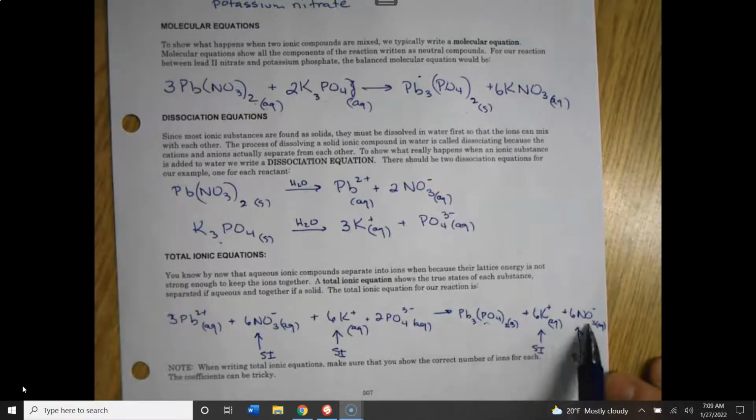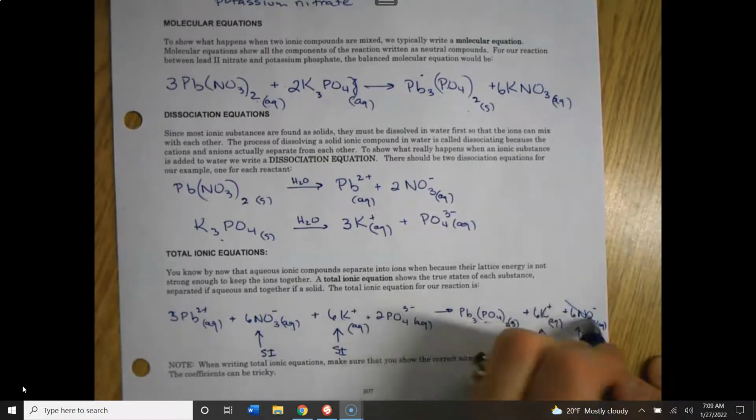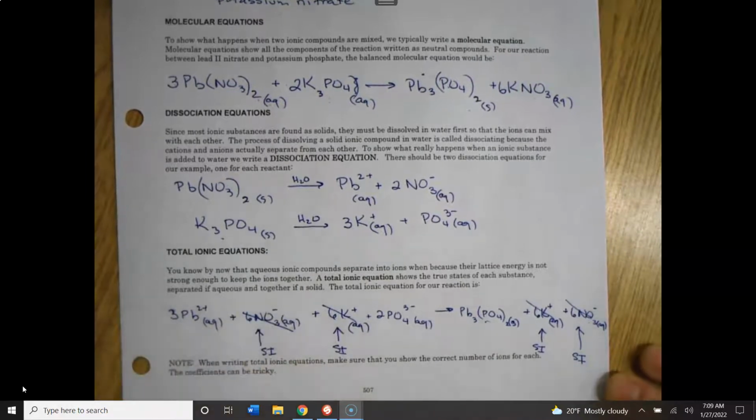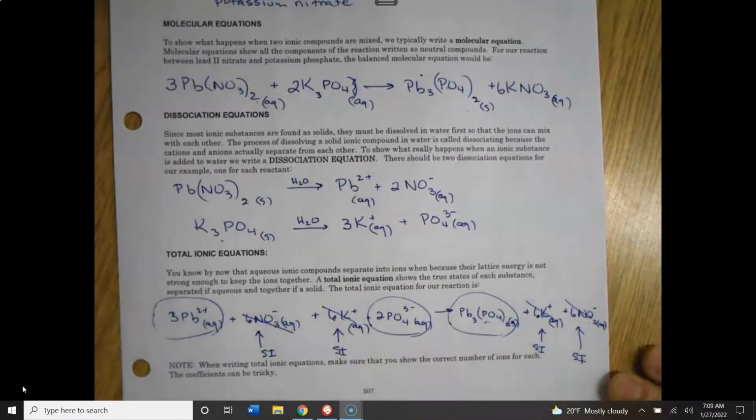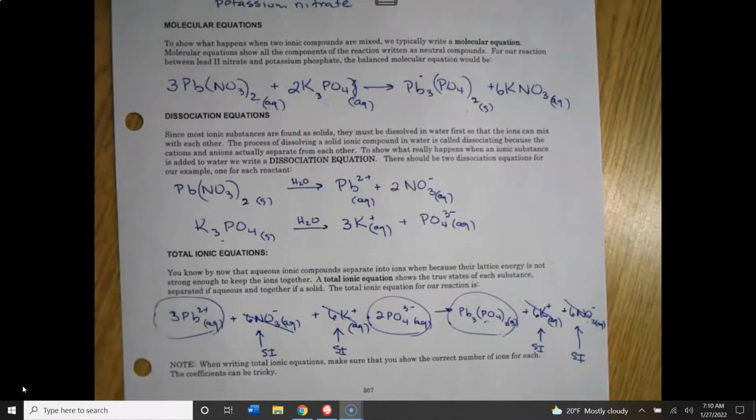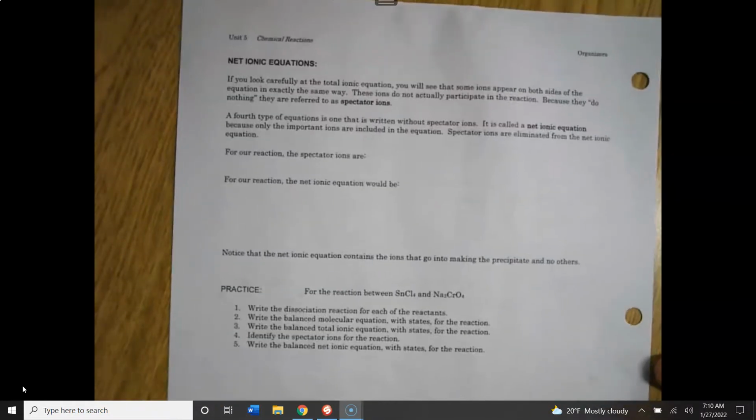So spectator ions are going to be eliminated from the total ionic equation, and what you are left with will make up our net ionic equation. So one thing I want to point out when we're doing net ionic equations and total ionic equations for double replacement reactions, what really winds up in the net ionic equation are the 2 ions that come together to make the solid. So that's kind of a shortcut way of avoiding looking at spectator ions if you want to. But let's finish this idea.